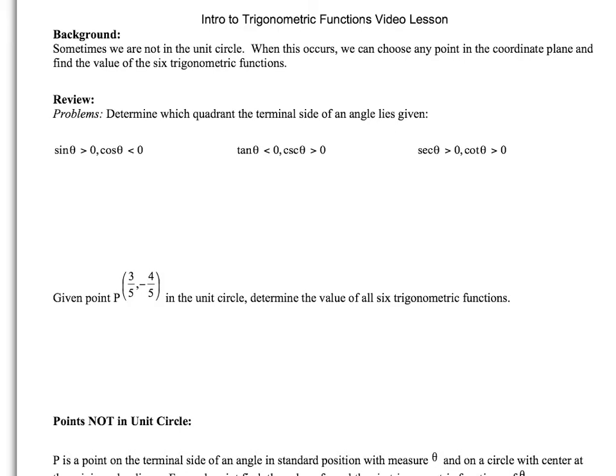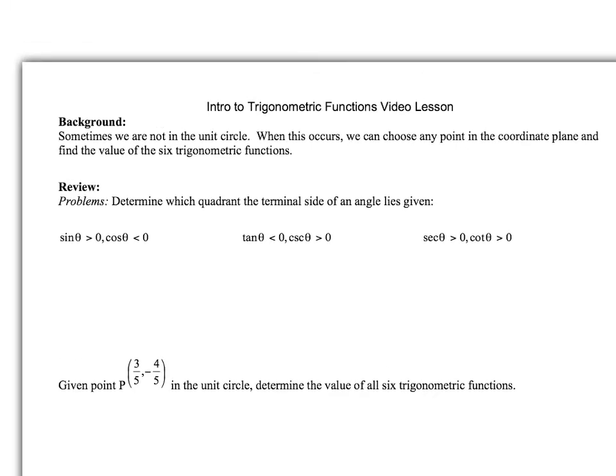Okay? It says determine which quadrant the terminal side of an angle lies given the following information. So, it tells us that sine has to be positive and cosine has to be negative. So let's go through the process. We have to ask ourselves, is sine positive in quadrant 1? The answer is yes. It is also positive in quadrant 2 with the S, because that's what the S stands for. It is not positive in quadrant 3 because only tangent's positive there. And it is not positive in quadrant 4 because only cosine is positive there.